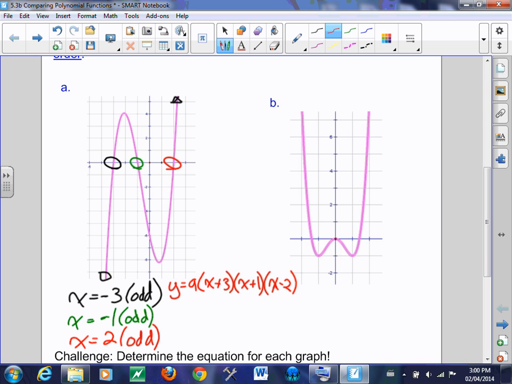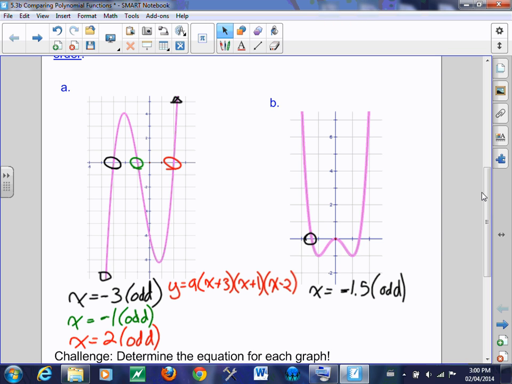Not so easy over here. Let's take a look here. First of all, I have this one right here, and we'll assume that's 1.5. It's close enough. So we're going to say x equals negative 1.5, and that's an odd behavior because it goes from positive to negative. Next we have, changing colors, x equals 0. And x equals 0 is even, which means it's starting negative and it continues to be negative.